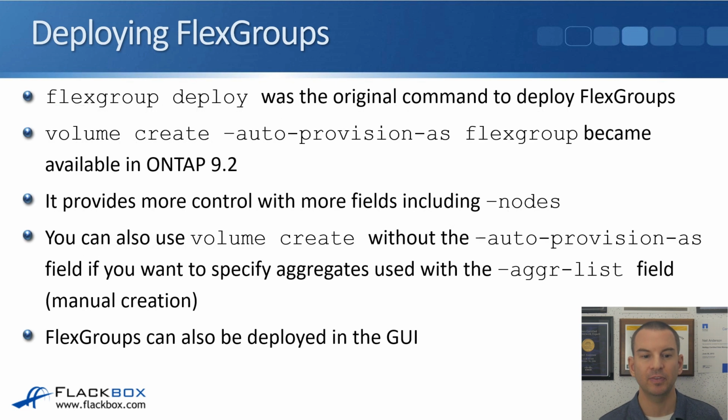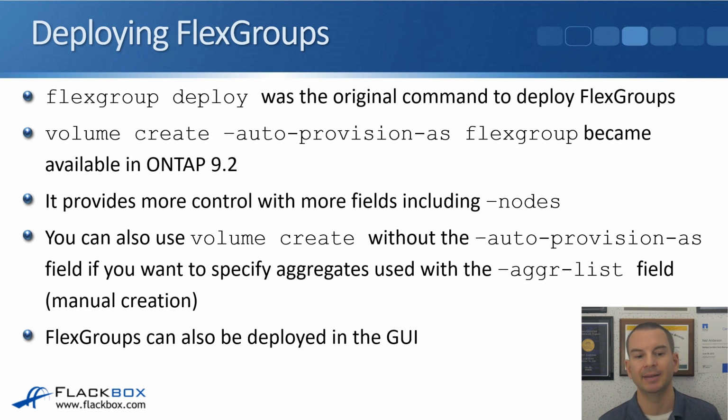Okay, last thing to tell you is the commands for deploying FlexGroups. I will show you how to do these with a lab demo coming up next. For now, the original command to deploy FlexGroups was flexgroup deploy. Then in ONTAP 9.2, a new command became available, which is volume create -auto-provision-as flexgroup. And from ONTAP 9.2, if you run the flexgroup deploy command, it will let you do it, but it will give you a warning that it's a deprecated command. You're meant to use the new volume create -auto-provision-as flexgroup command now.